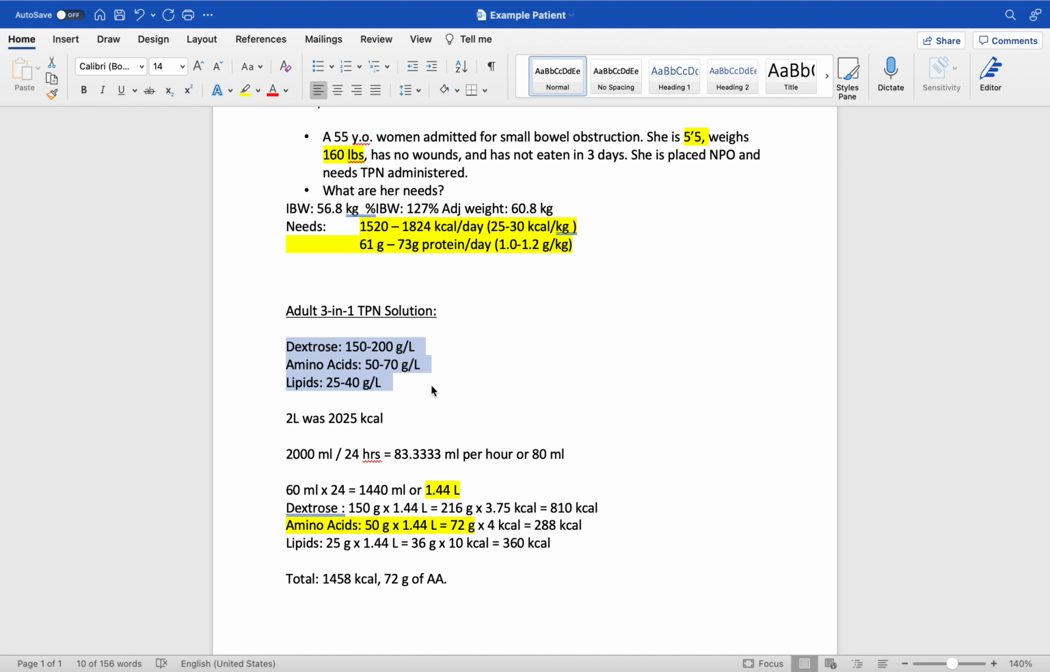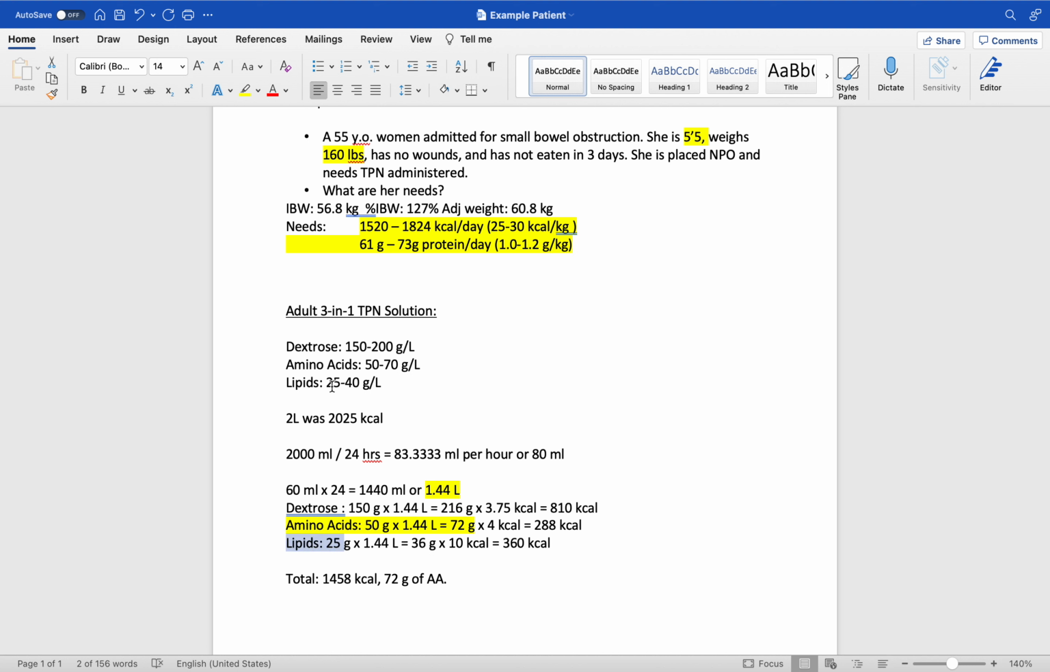And so I have 150 to 200 grams of dextrose to work with and 25 to 40 grams of lipids to work with. So there's a way I can add calories to this solution without increasing how much solution the patient is getting. I typically like to leave dextrose alone, and I'll get into why in the next couple slides, but I'm just going to leave it at the 150 grams per liter and leave it at the 216 grams throughout the 24-hour period. What I'm going to do is change my lipids.